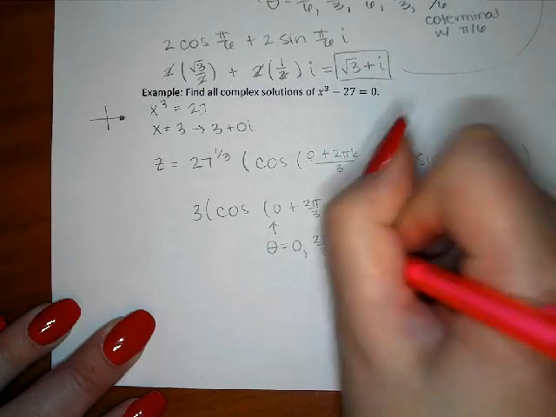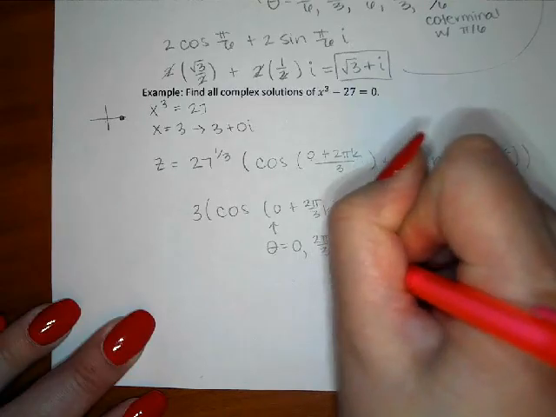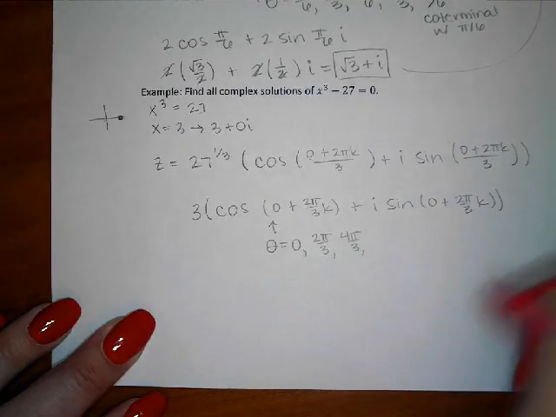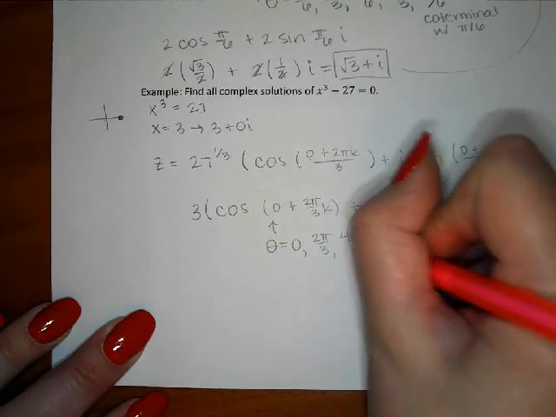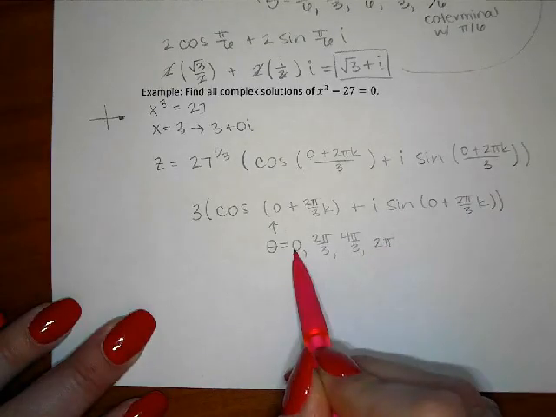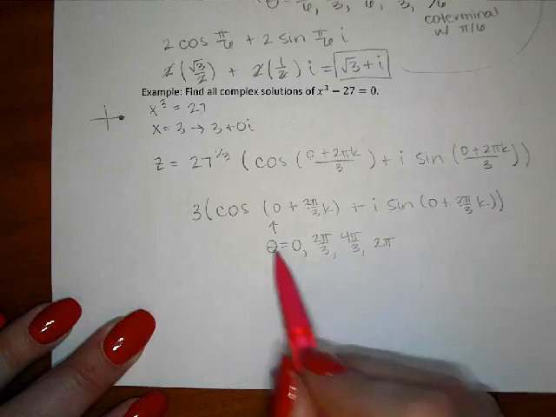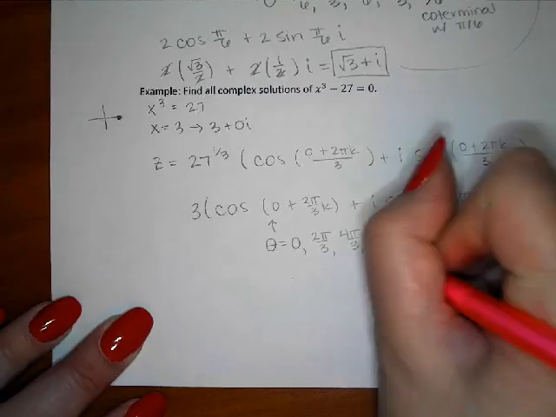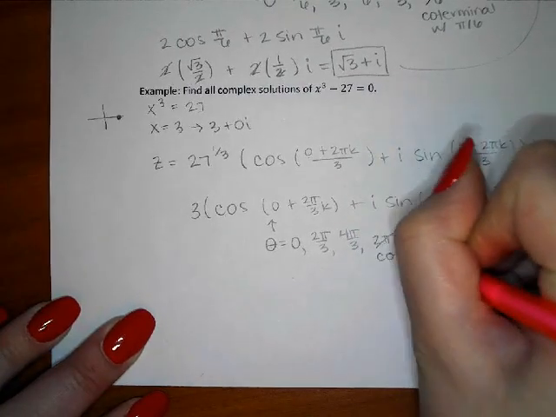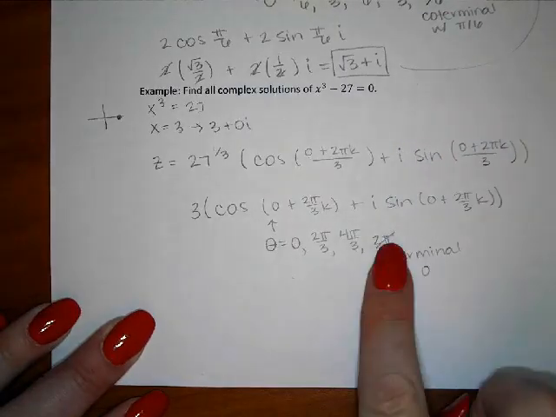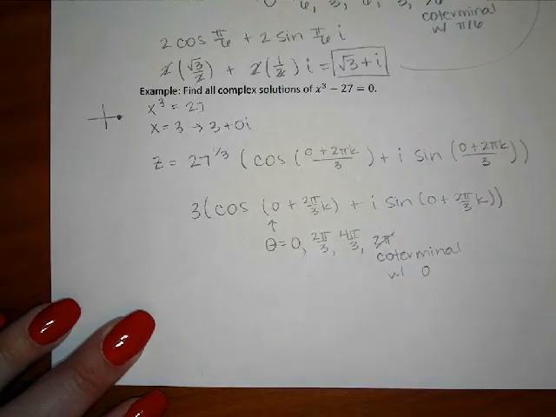The next one would be 6 pi thirds. And 6 pi thirds is just 2 pi. And I'm going to stop here because 2 pi is coterminal with 0. It's going to give me the exact same answer that 0 would give me. That's why I stopped there. That's how I know how many answers I need to have. So now to find my 3 complex solutions, I'm just going to plug in 0, plug in 2 pi thirds, plug in 4 pi thirds, and see what I have.